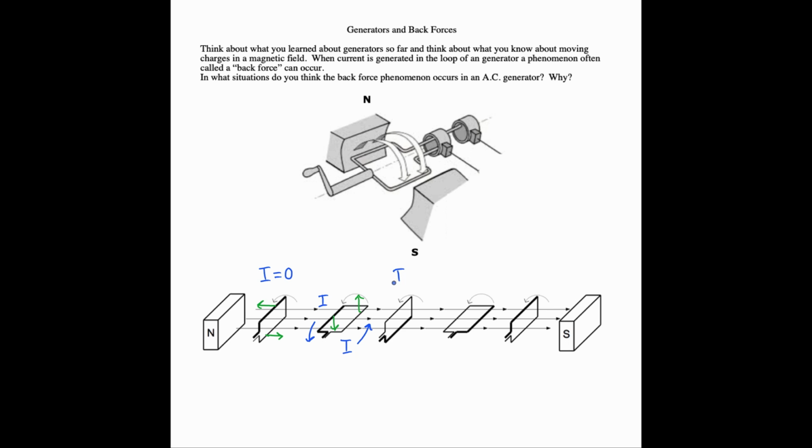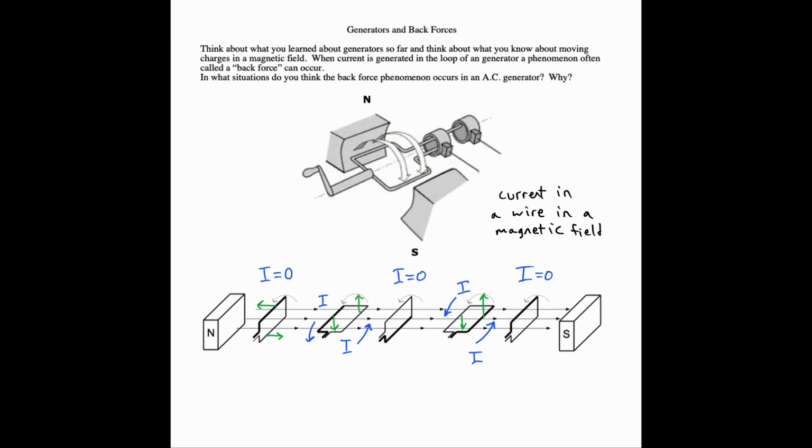In this vertical position, the current goes back to zero. And then when we get to this position here, we showed how the current would again be counterclockwise. We could get AC current, though, if we use conducting rings that are attached to the different terminals of the loop. Here we'd have I equals 0 again. So what is a back force, and why would it occur?